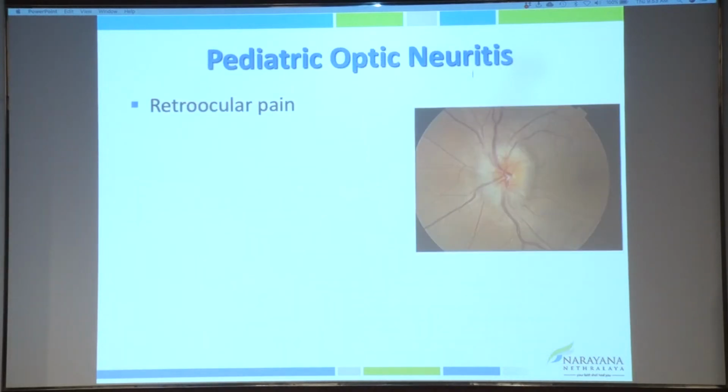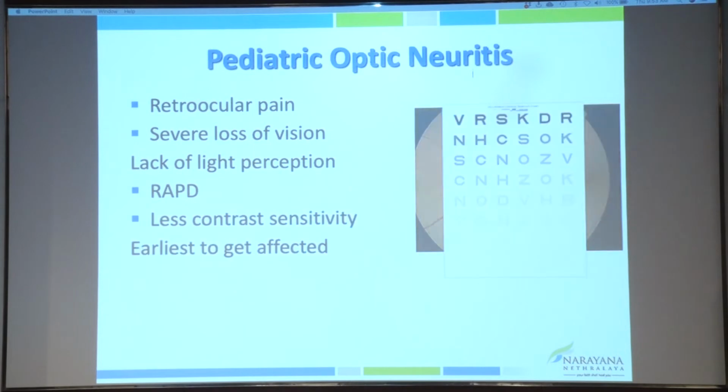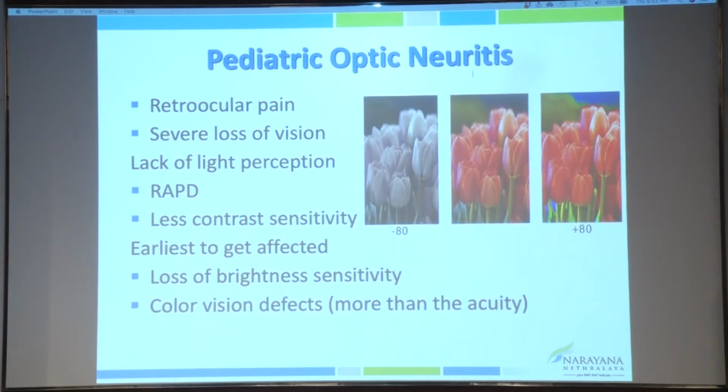What are the other features? Retroocular pain, severe loss of vision, even lack of light perception can be there. A classical relative afferent pupillary defect if it's in one eye. Less contrast sensitivity, that's the earliest sign to get affected. Then brightness sensitivity is affected, and color vision defects, which are basically washing out of your colors. Your red colors become less red, and that's important.